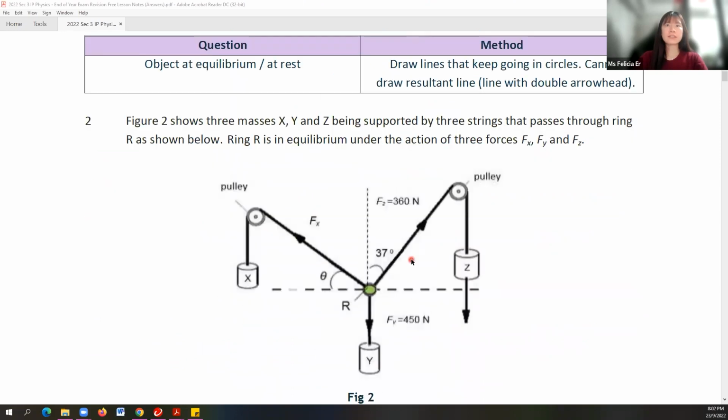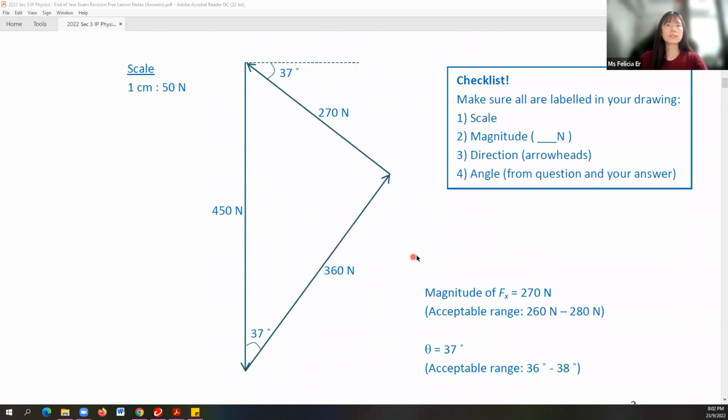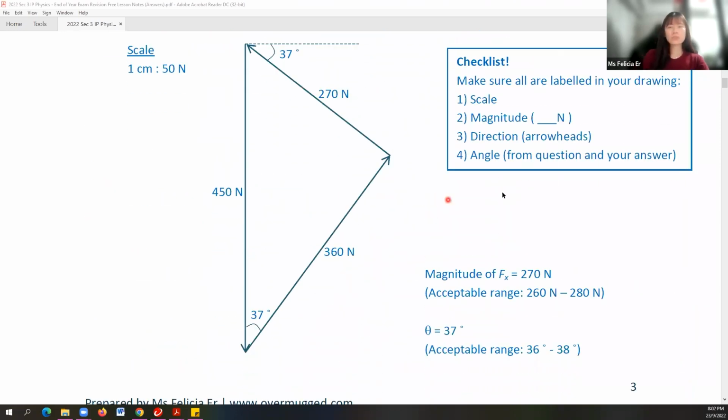Come, let's check your answer. So here's the answer for the next question. Okay, so things to check. Can you follow me? Number 1, do you have the scale? Take note that your scale has to be in multiples of 1, 2, and 5. Is it in multiples of 1, 2, and 5? If not, can you do your correction? You can have other scales, but as long as multiples of 1, 2, and 5 will do.